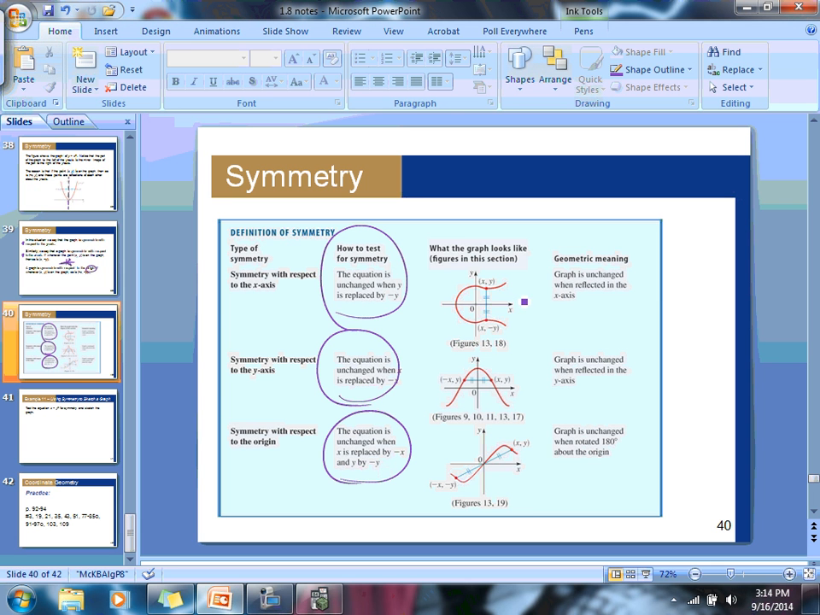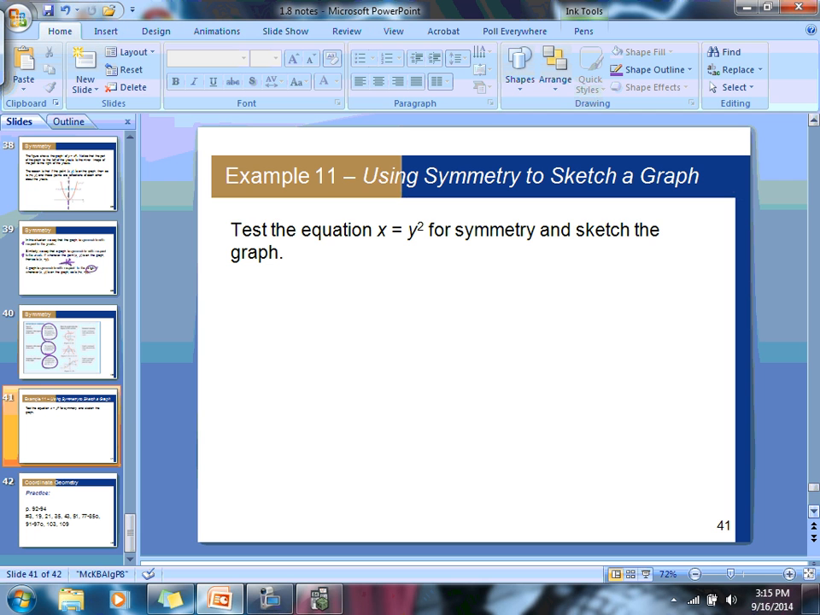And here's some really good pictures of different types of graphs and their symmetry with respect to either the x-axis or the y-axis or the origin. The origin ones kind of look a little diagonal. Okay, so our last example then says to test the equation x equals y squared for symmetry. Now, hopefully you know that this is going to be a parabola. Hopefully you know it's going to have symmetry. It's a parabola that opens to the right, and we'll talk about that.